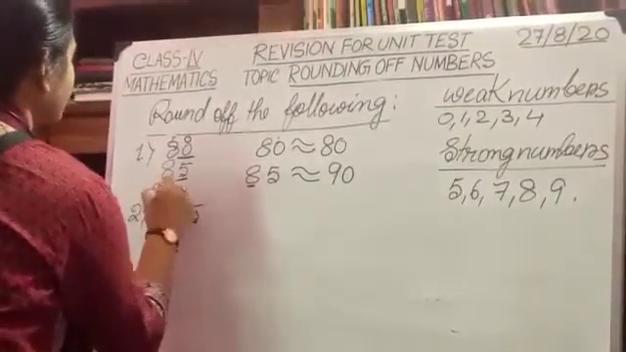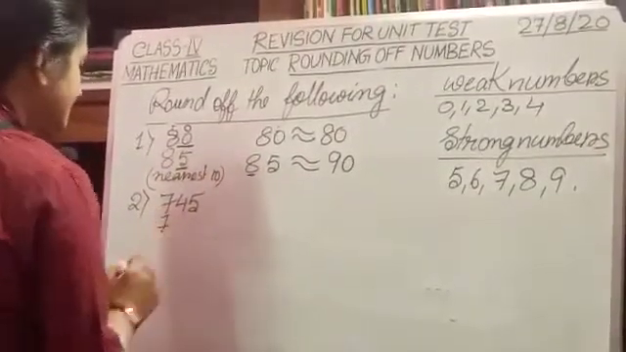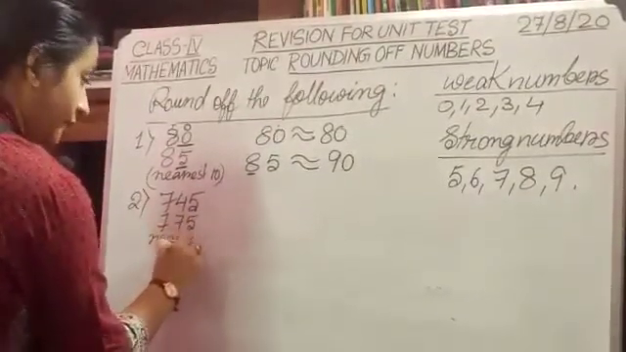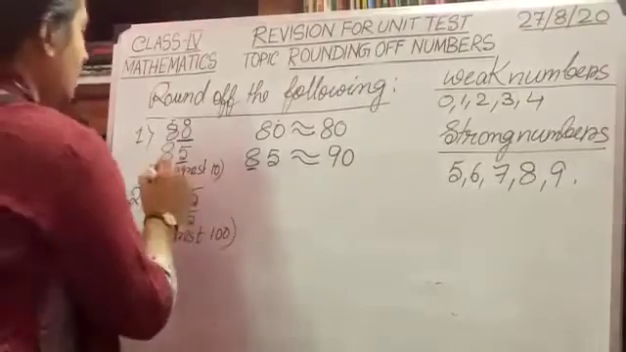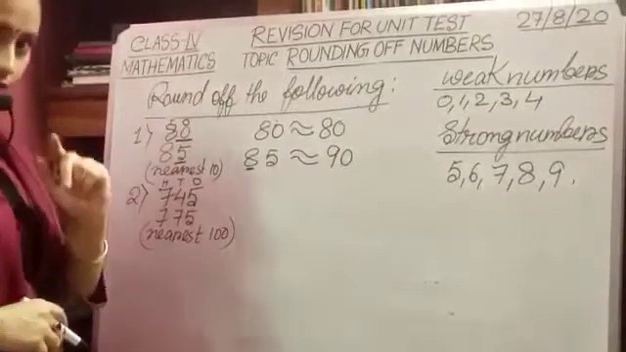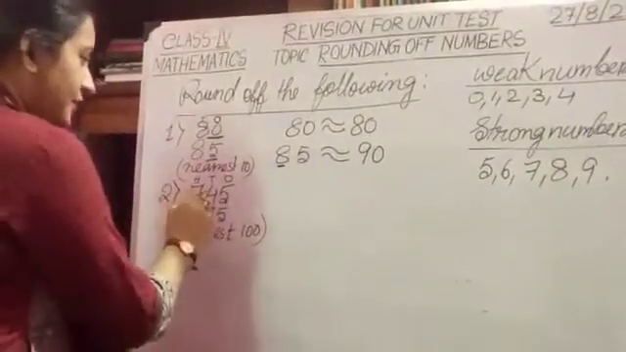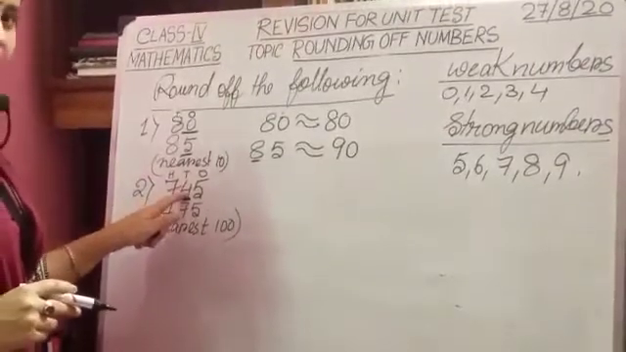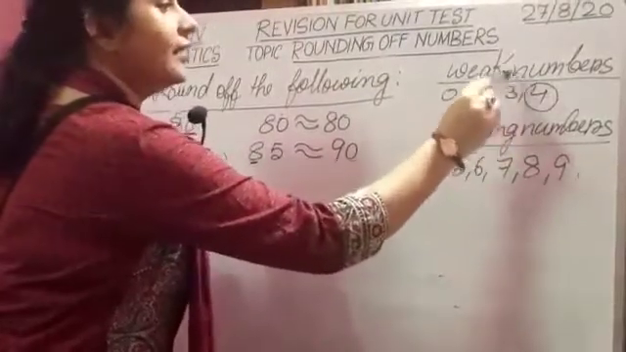Now, number 2. 745 and 775. You have to estimate them to their nearest 100. Right? Okay. Hundreds, tens and ones. Now this time you have to round off them to their hundreds place. So you have to consider the number in the tens column. See? 4. The number in the tens column is 4. Is it a weak number or a strong number? 4 is here under weak number.